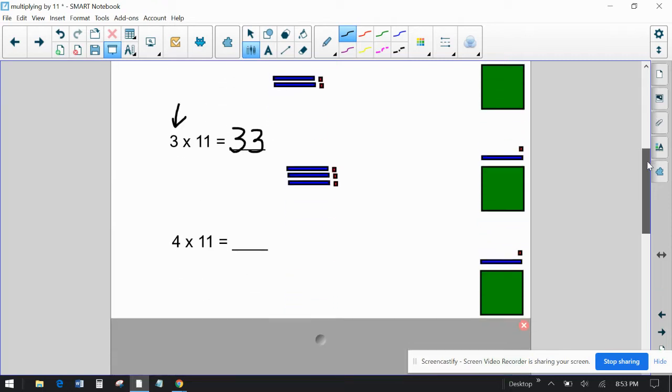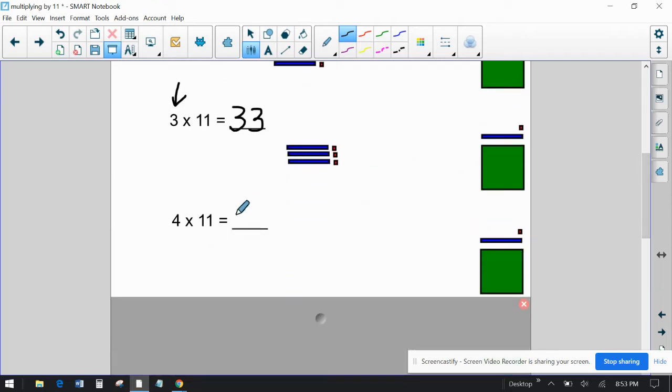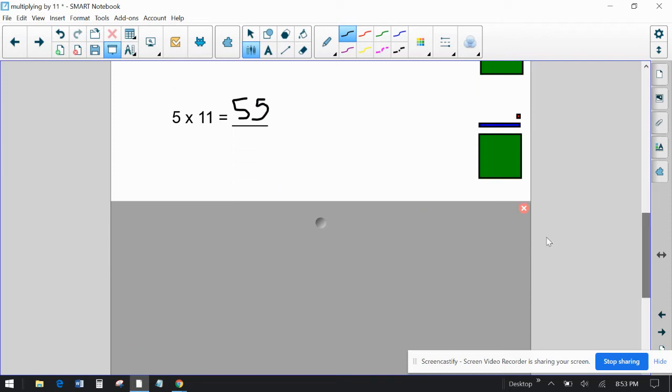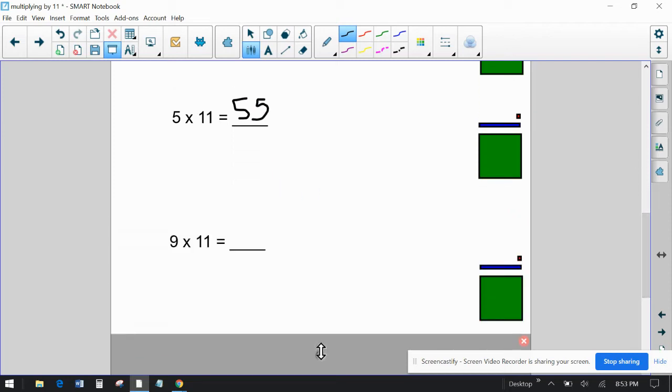So I don't think I need to make any more of these models to show you that 4 times 11 is 44, or 5 times 11 is 55. Okay, so we'll skip ahead. 9 times 11, you guessed it, 99.